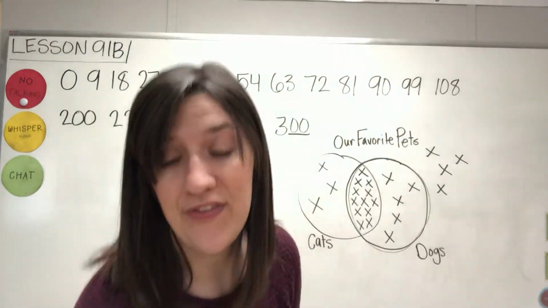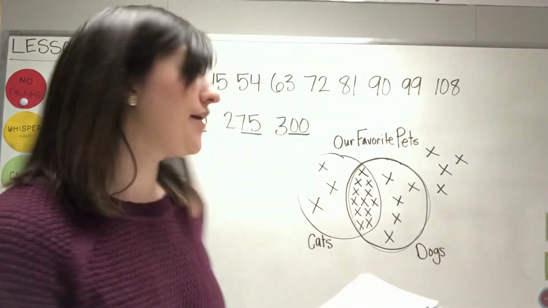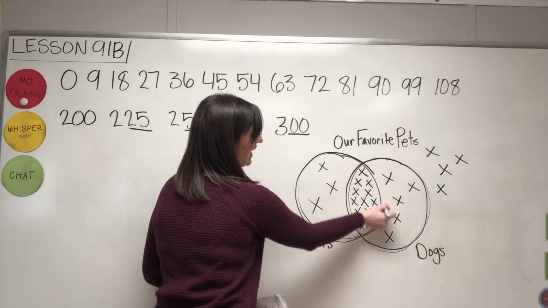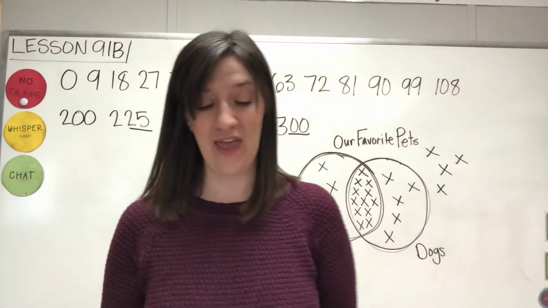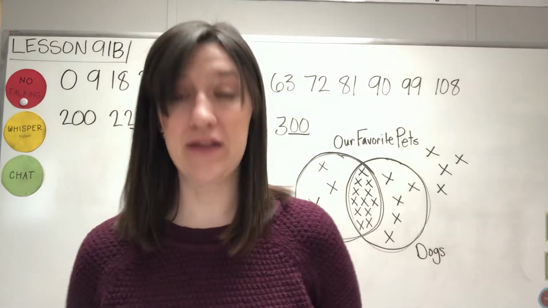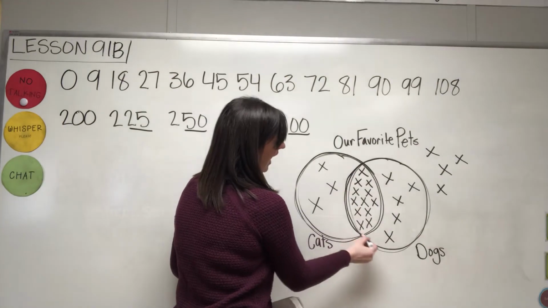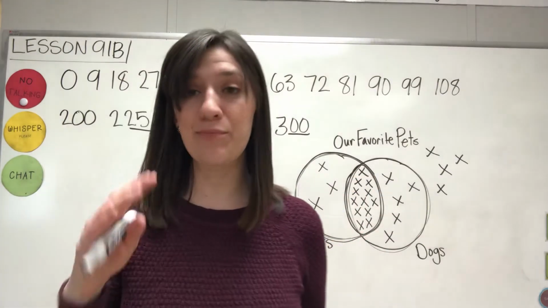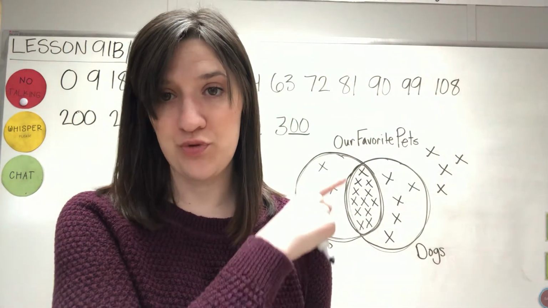The second one says, how many children like cats? That's any child who said, oh, me, I like cats. That's any kid who said that they like cats. The next question says, how many like both? That's the part that overlaps. The kids who said both. I can't decide. I like both dogs and cats. How many is that right there?